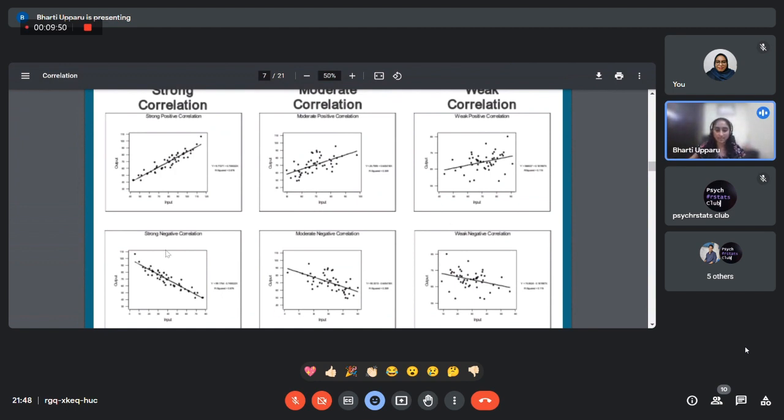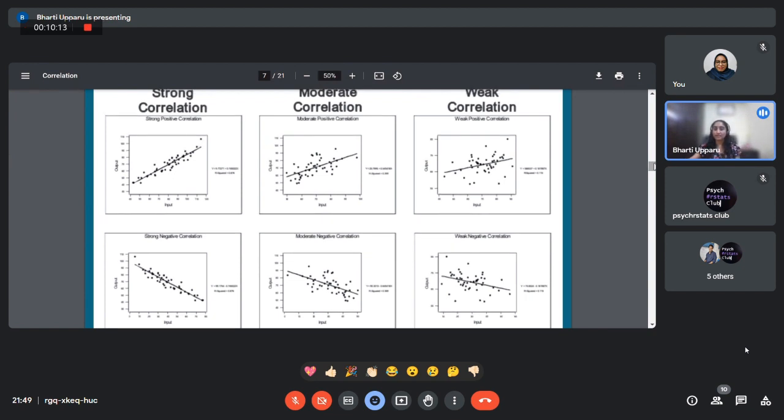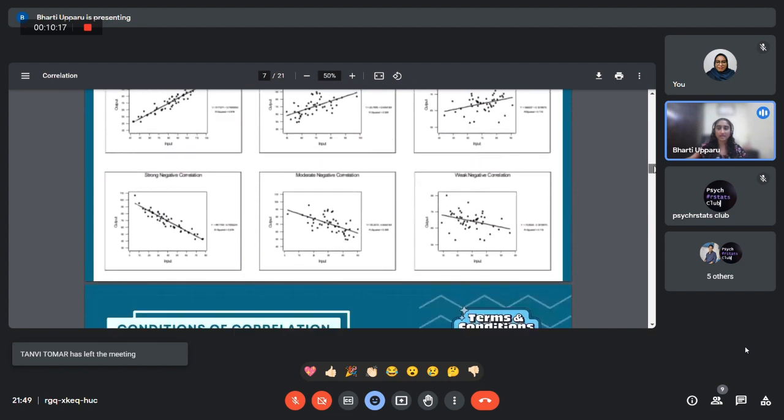And you can see the same thing in strong negative correlation. The moderate negative correlation is a bit more scattered compared to the strong negative correlation. And in the weak negative correlation, the data is even more scattered compared to the rest of the two. You could probably check this out in more detail. I'll share the PPT afterwards.